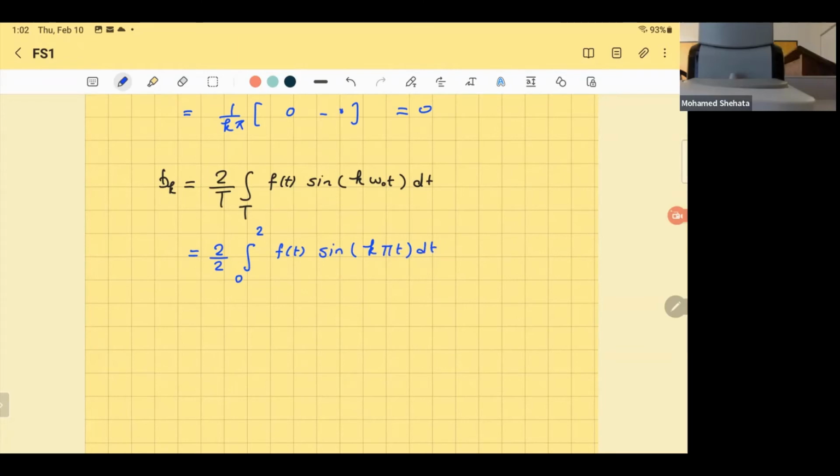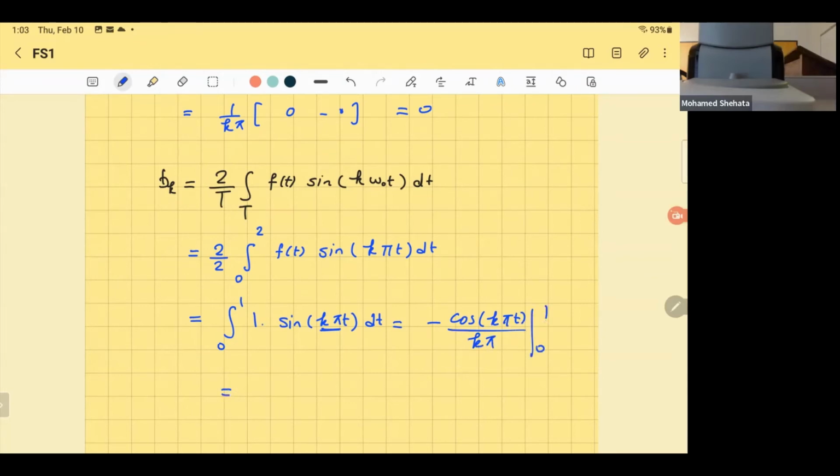Now I will start to look for the function. I find again it's only defined over 0 to 1. So it will be equal to 2 over 2, integration from 0 to 1, because from 1 to 2 it is equal 0, and the function is equal 1, sine k pi t dt. What's the integration of sine? Negative cosine alpha t. What's alpha now? K pi. Negative cosine k pi t divided by k pi, and the limit from 0 to 1.